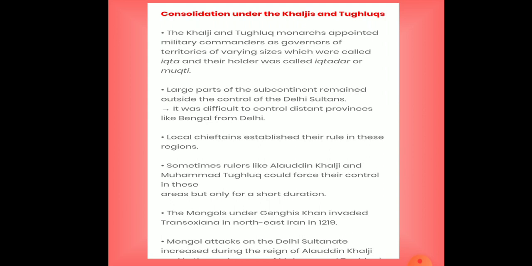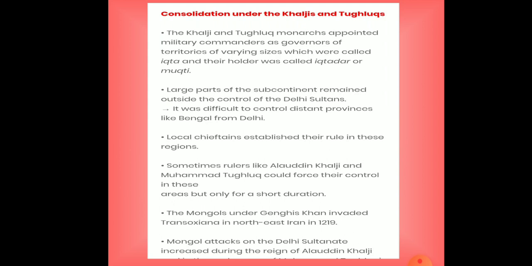To look after these Iqtas, they appointed military commanders as governors of that territory, and their holder was called Iqtadar or Mukti. That means they were managing administration with the help of governors. A large part of the subcontinent remained outside the control of the Delhi Sultans, as their empire was too big to control only by the sultans.